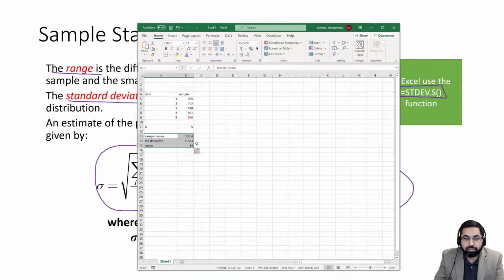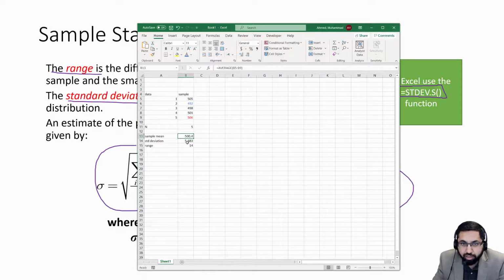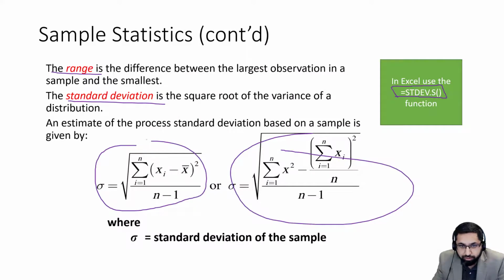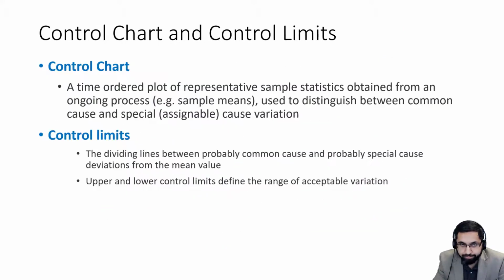So these 3 sample statistics you should know how to compute for a set of data. You can do it in Excel easily using the equals average function, equals stdev.s function, and equals max minus min for the range. If you don't want to use Excel, you can also do it manually, but it's a whole lot of work, and the formulas are given on the slide.